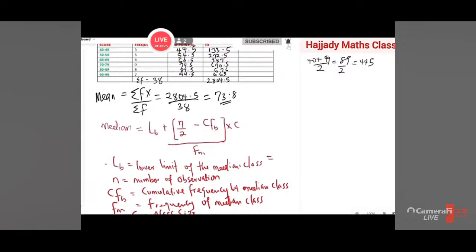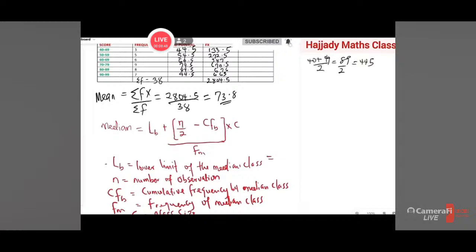The first thing is to determine our median class. And for you to determine your median class, in our last video you can check, we talk about how to determine median of group data. Now the summation F we have here is 38. So when you divide 38 over 2, it's going to give us 19, right?